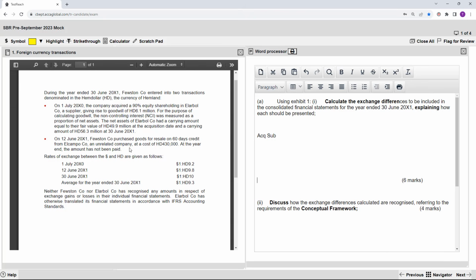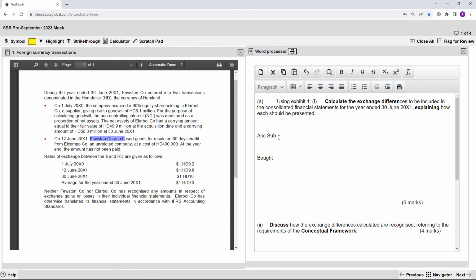The second thing we've done is that we have bought some goods. And we're being tasked, for 6 marks, to calculate an exchange difference and explain how it would be presented. Then we've got all of these exchange rates, and we're told in this final sentence that nothing's been done. So we're not having to unpick incorrect numbers, we can just proceed.